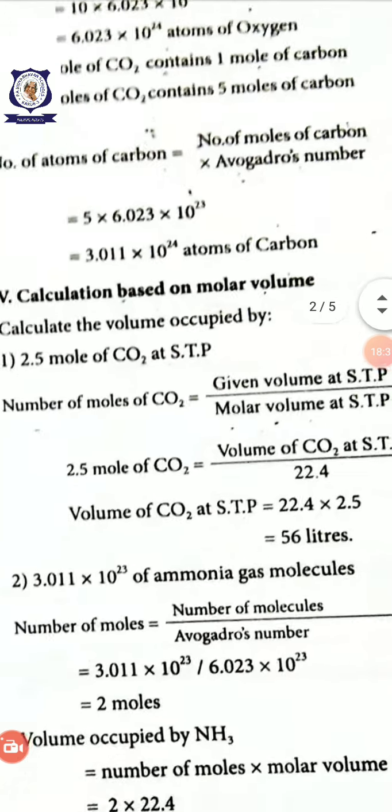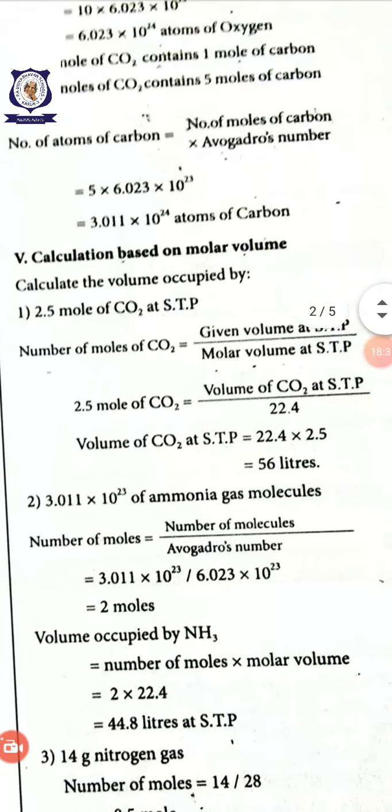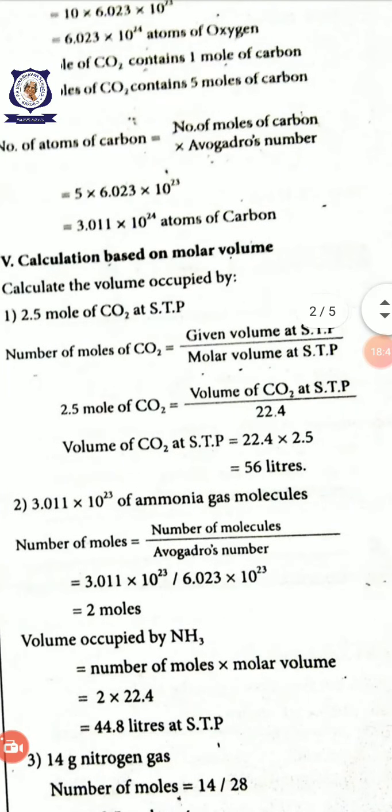Next, based on molar volume. So what is molar volume? The volume occupied by 1 mole of any substance is called molar volume. What is the value of molar volume? 22.4 liters. Calculate the volume occupied by 2.5 moles of carbon dioxide at STP.